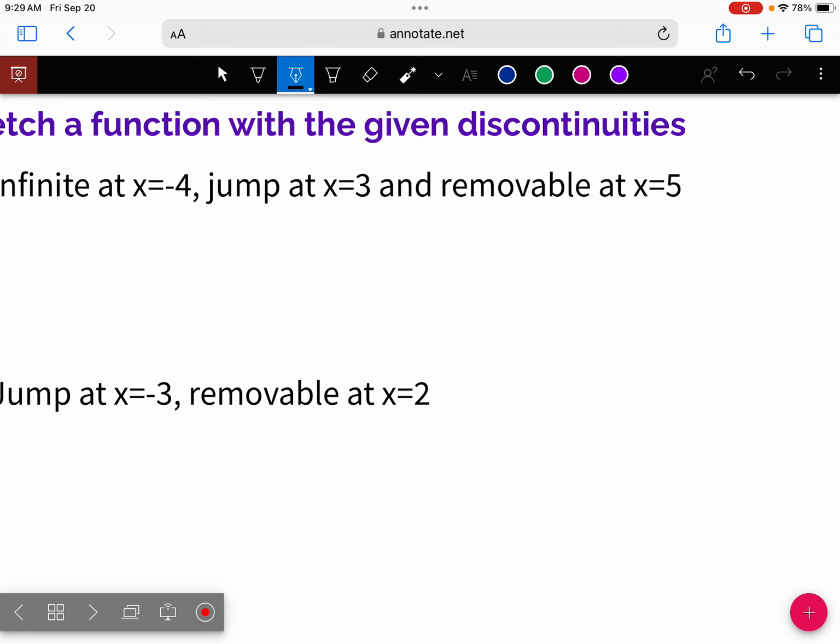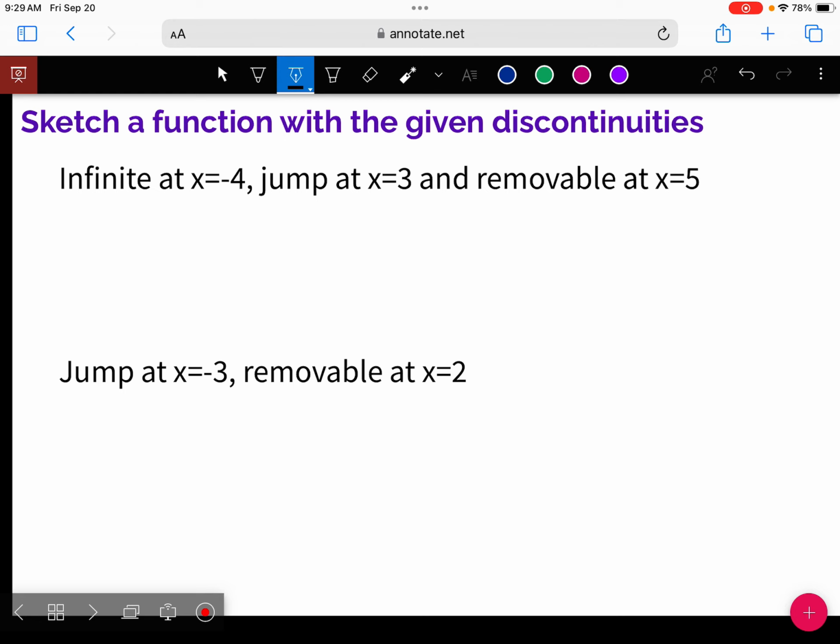So we're asked on this first one to do an infinite discontinuity at x equals -4, a jump discontinuity at x equals 3, and a removable discontinuity at x equals 5. So I'm going to give myself just a little freehand graph here. I need to go to 1, 2, 3, 4, 5, and I need to get down to -4, 3, -4. There. We can do it like that. You do not have to use a proper graph.